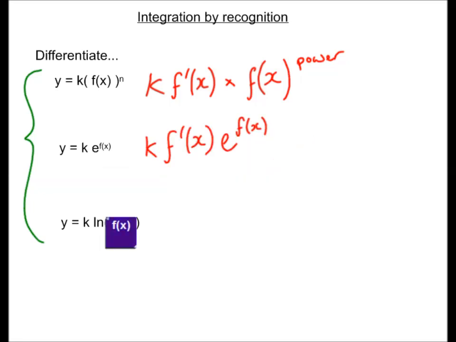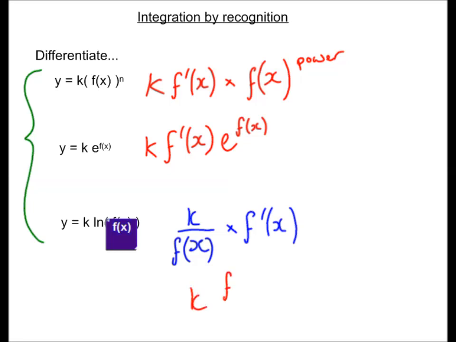The last one we're going to have a look at is y equals k ln of f of x. So again, when I differentiate this, I'm going to pretend that it's an x. So that gives me k times 1 over x, or k over x. But it wasn't really an x, it was an f of x. And using the chain rule, I know that I need to differentiate what's inside my bracket, so that's going to give me f dash of x. I can rewrite this as my constant times f dash of x over f of x.